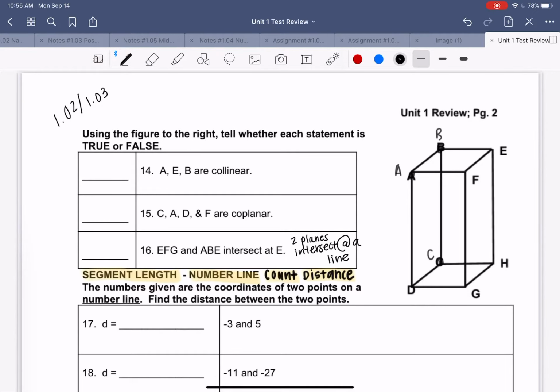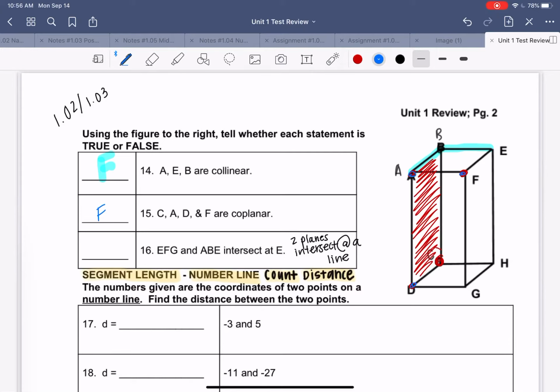Okay, so are points A, E, B collinear? Okay, the moment you change direction in your line, those points are not collinear. Because we changed directions, those points are not on the same line. Are C, A, D, and F coplanar? So coplanar means same plane. So CAD is this plane right here that I'm highlighting in red. Does CAD touch point F? It would be no, because your point F is on a total different plane. Now A, F, and D are on the same plane, but C is not on that same plane, so the answer would be false as well.